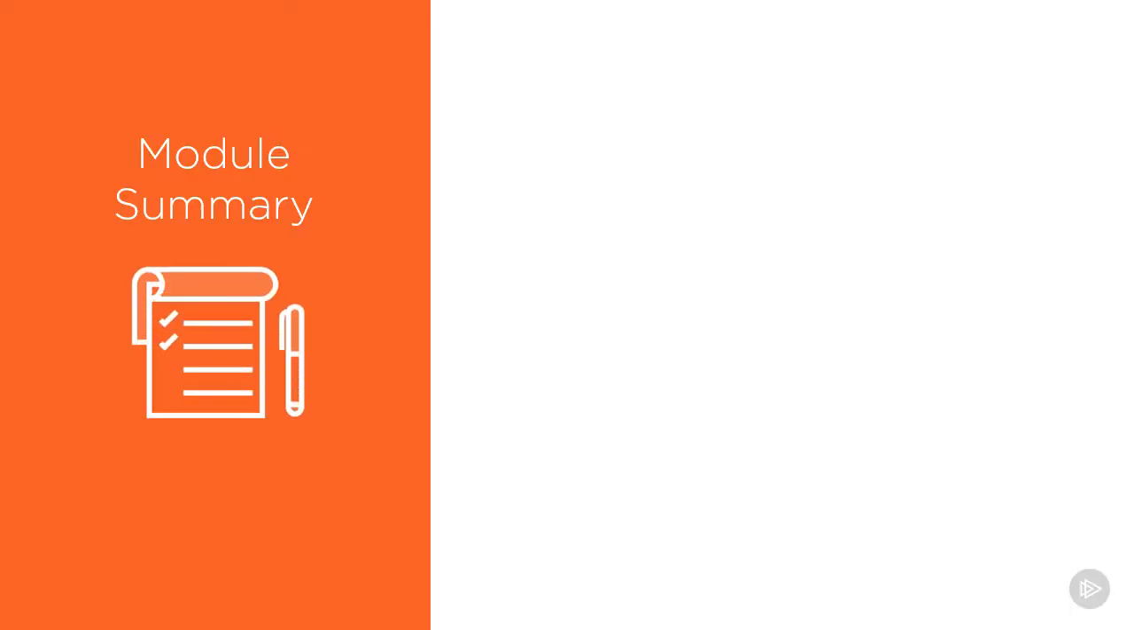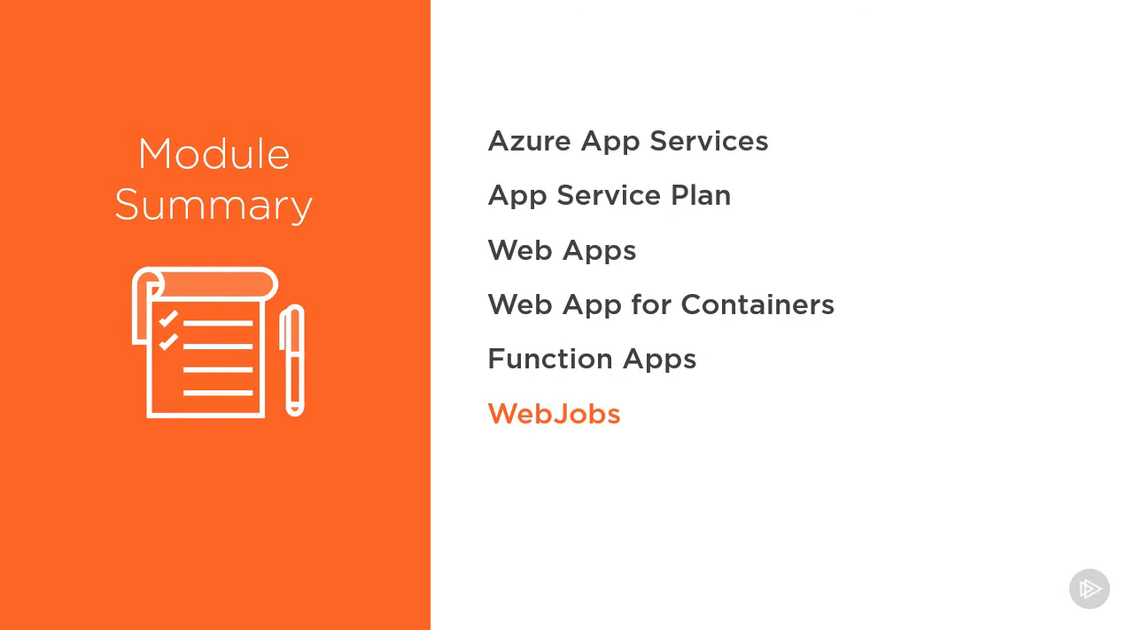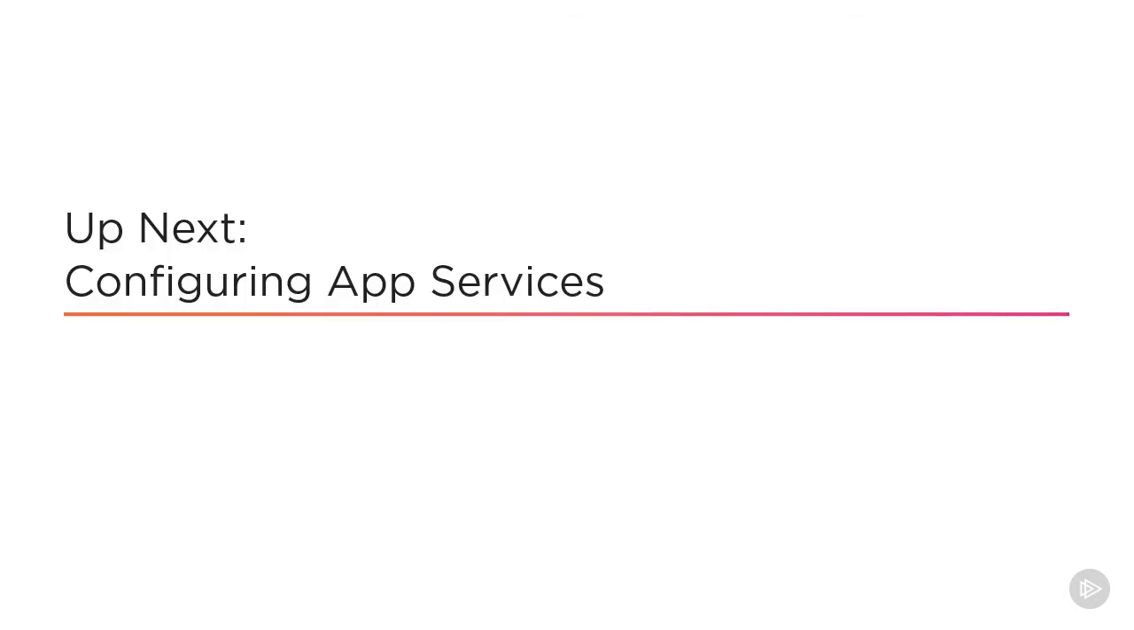In this module, you got an overview of Azure App Services and the app service plans that they're hosted on. You learned about web apps and saw how to create a standard web app as well as a web app hosted on a container. You learned about some of the other types of apps that can be hosted on an app service plan, like function apps and web jobs. And you saw a new kind of app service called static web apps. In the next module, we'll dive into the configuration of app services, and you'll learn about deployment and authentication options.